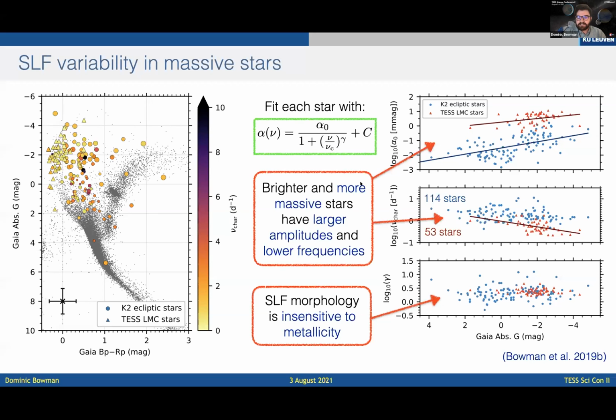And what we find is that the brighter, so the more massive, the more luminous stars have higher amplitudes and lower frequencies on average. And that this morphology that we see in the amplitude spectrum is also insensitive to the metallicity. And this is a sample that includes both subsolar massive stars in the LMC and supersolar stars in the galaxy. So this is telling us that whatever the mechanism is, it doesn't seem to be very sensitive to the intrinsic metallicity of the star, and there's a common morphology across all of the stars.